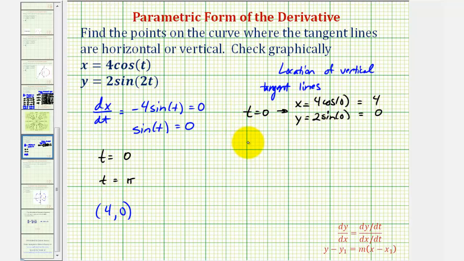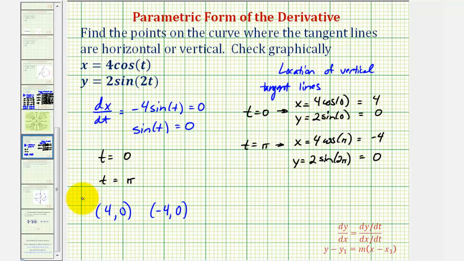And then lastly, when t equals pi radians, we would have x equals 4 times cosine pi, and y equals 2 sine of 2 times pi, or 2 pi. Well, cosine pi is equal to negative 1. 4 times negative 1 is negative 4. And sine 2 pi is 0, so the y-coordinate here is 0. So the location would be at the point negative 4, 0.